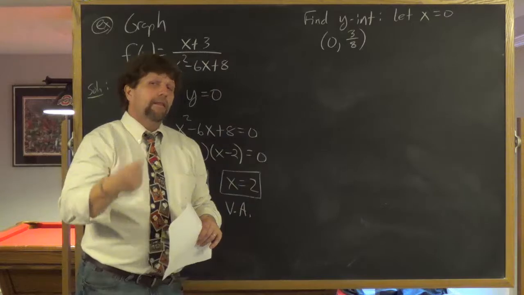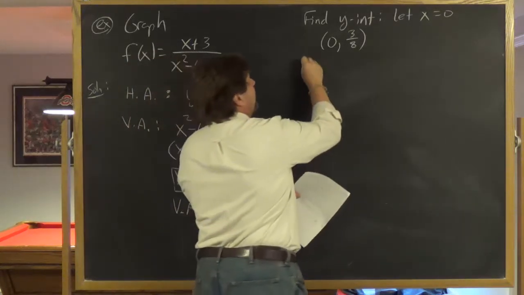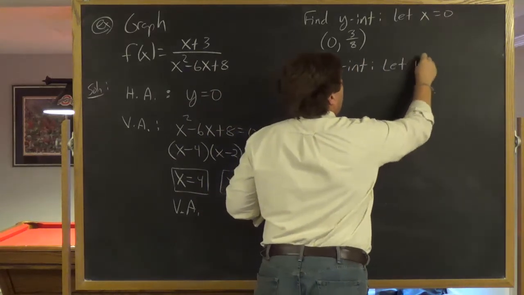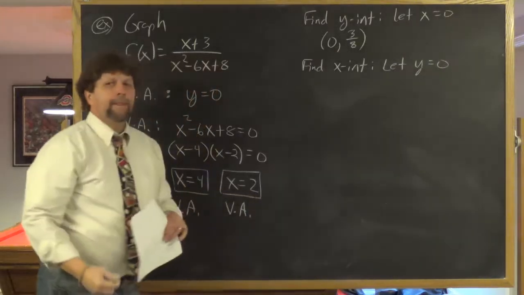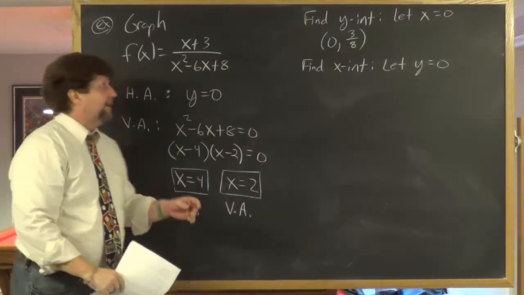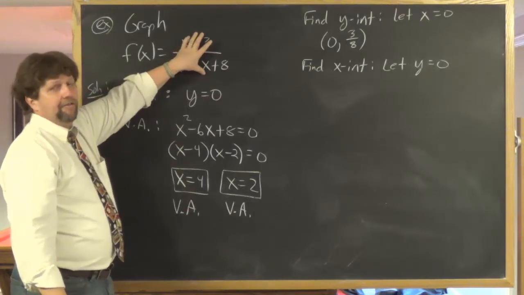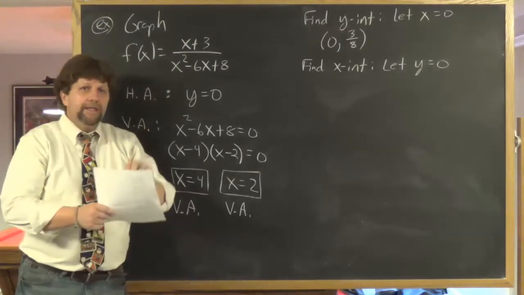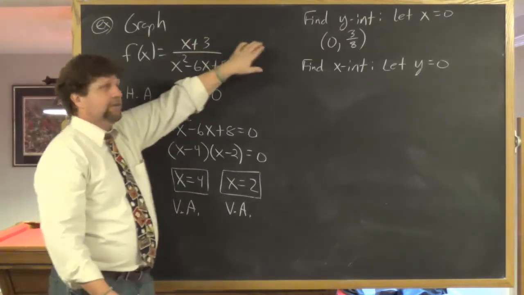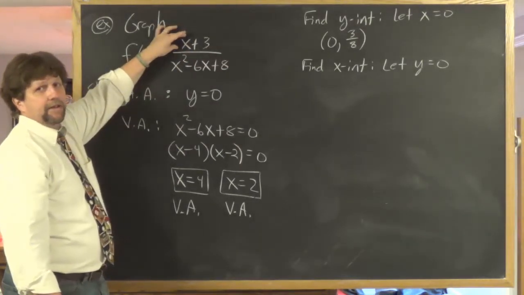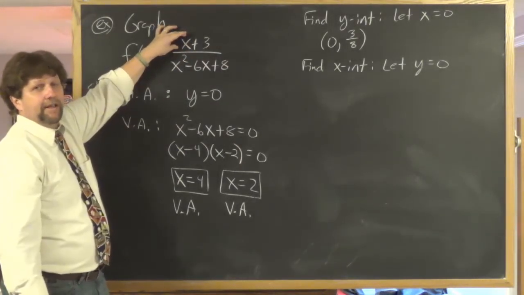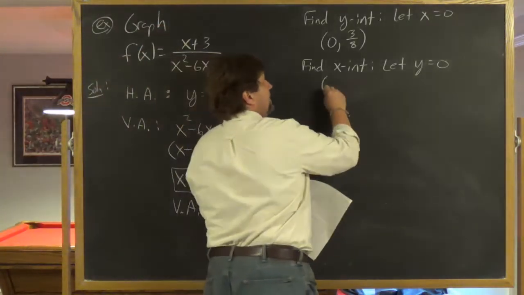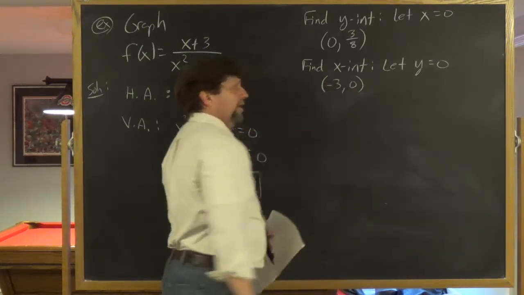So the y-intercept is (0, 3/8). Let's find the x-intercept. Remember to find the x-intercept, you're going to let y equal 0. Like I did in a prior example, I would take my rational function and I'm setting it equal to 0. Y is 0. The only time a fraction equals 0 is when the numerator is equal to 0. So what value of x is going to make the numerator 0? That's right, -3. So my x-intercept is (-3, 0).